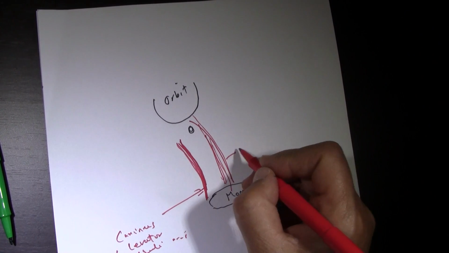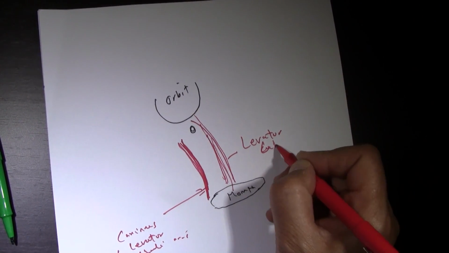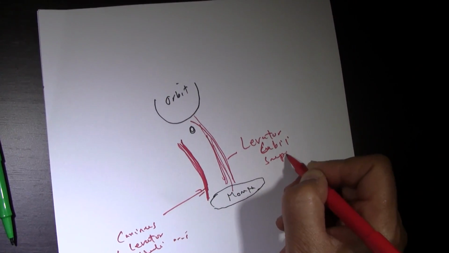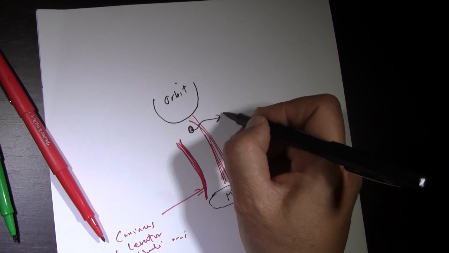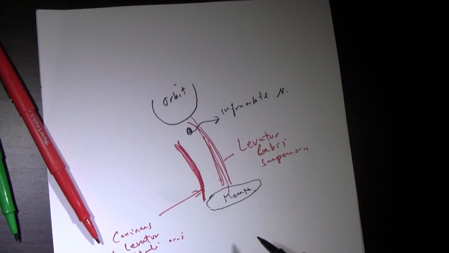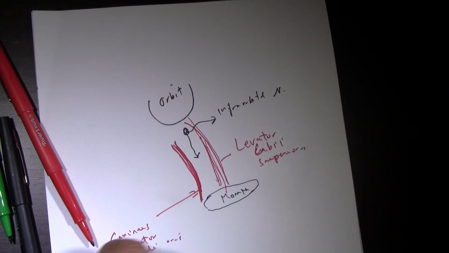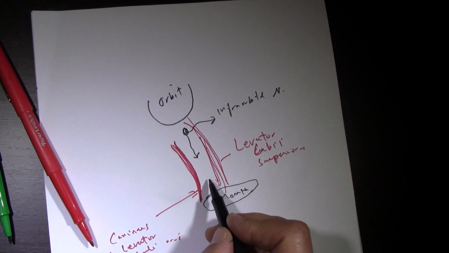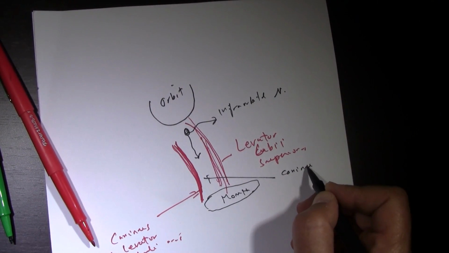There is another muscle which extends above the infraorbital foramen and goes to the lip. This muscle is levator labii superioris. And which nerve comes through the infraorbital foramen? This is the infraorbital nerve, located here. This space is called the caninus space, or canine space.